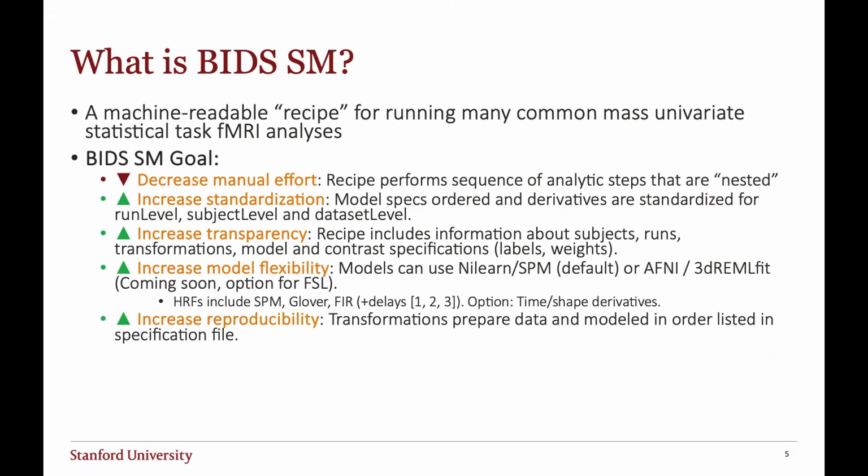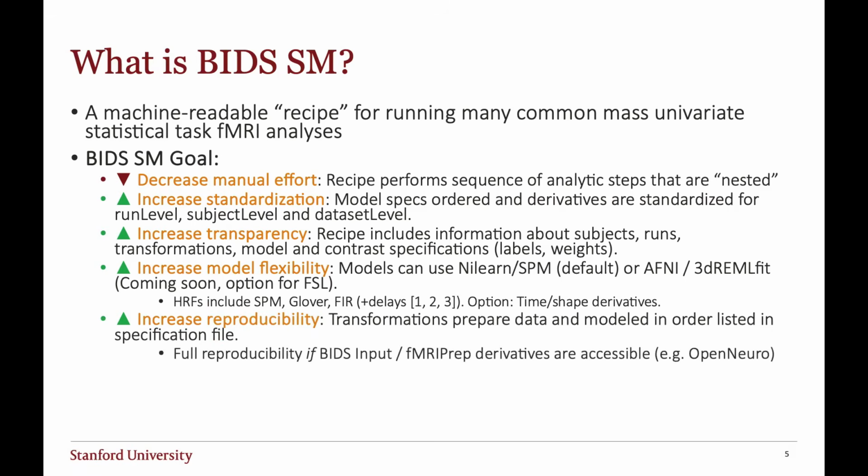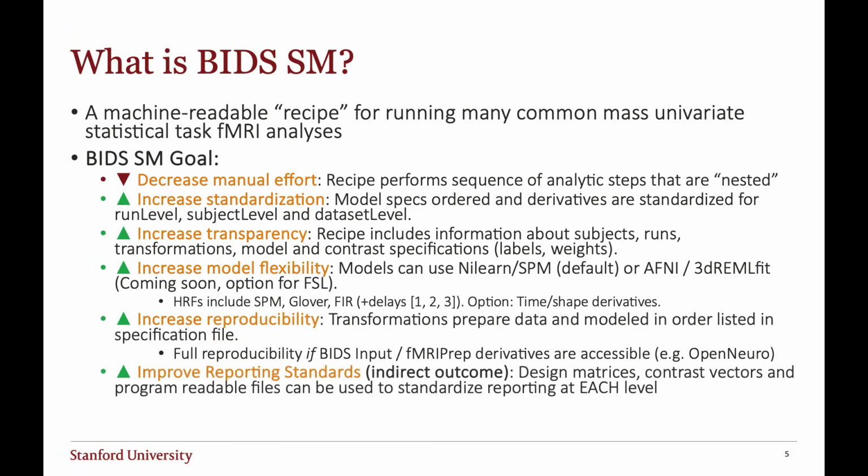And then obviously the BIDS Stats Model goal is to increase reproducibility, because the spec file can regenerate the same model. So if you have the same BIDS inputs, events files, and the fMRIPrep derivatives, such as on OpenNeuro, you can rerun it and get the same output.